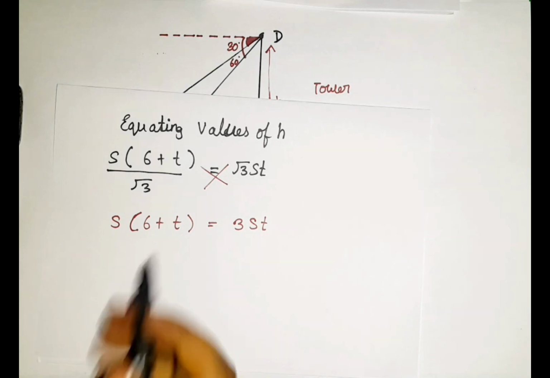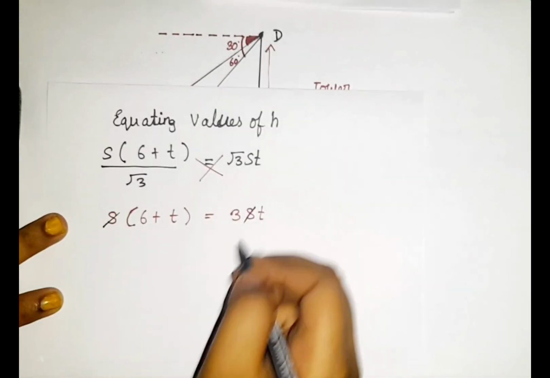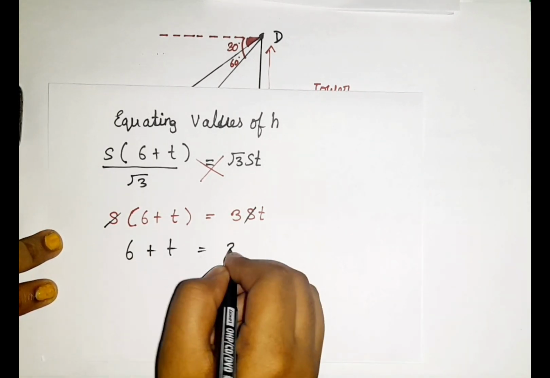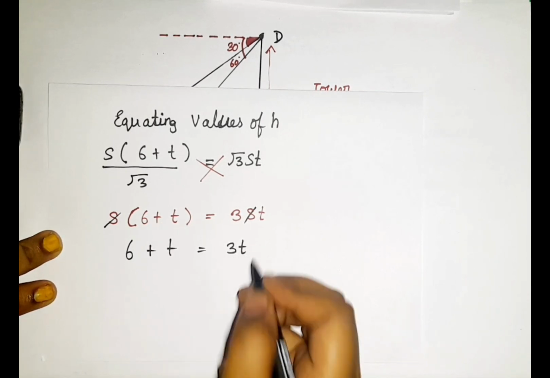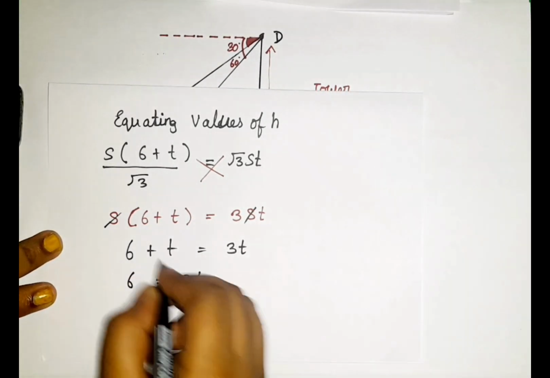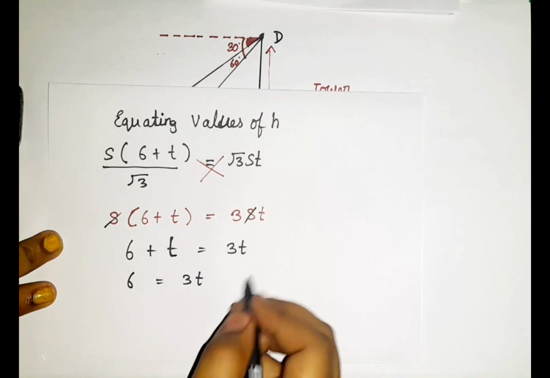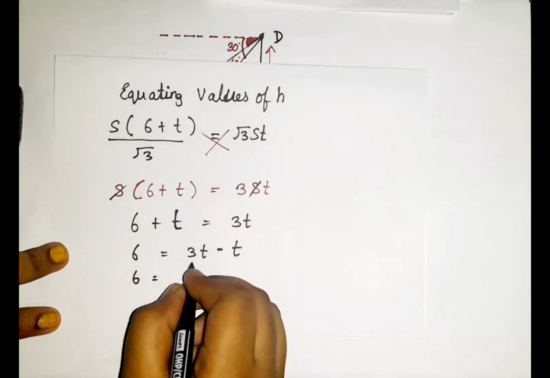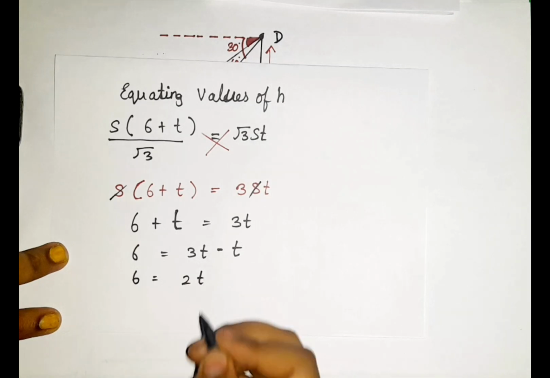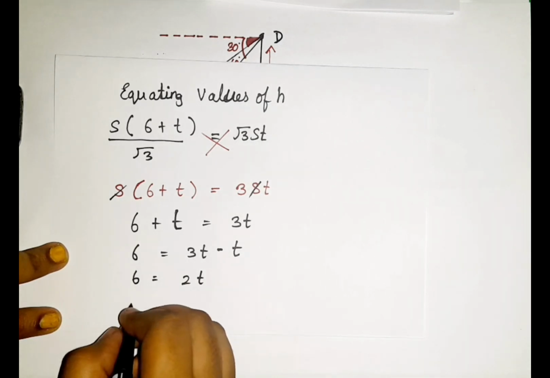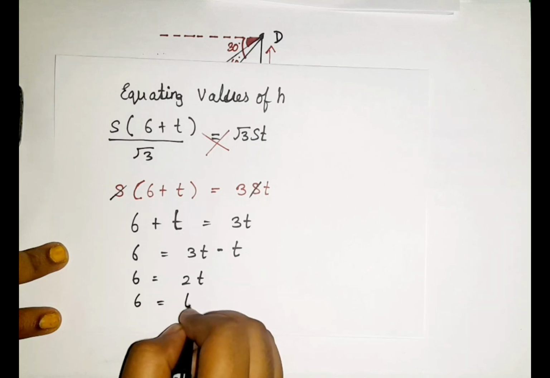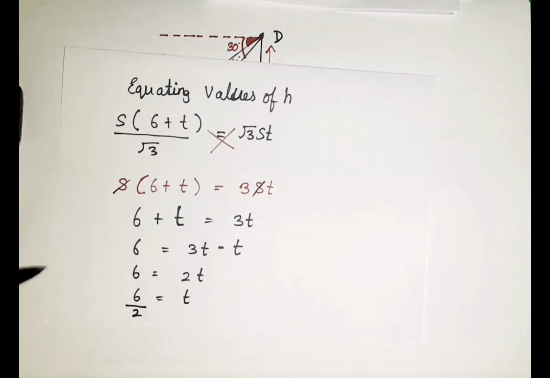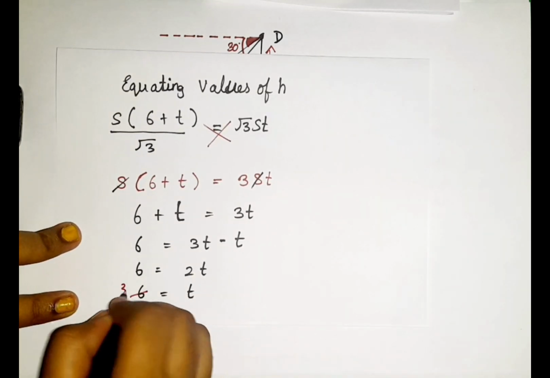Perfect. Now we can cancel the s values and write the rest: 6 plus t is equal to 3t. So now 6 is equal to 3t minus t, because when this t comes to this side, it changes into minus t. So 6 is equal to 2t. Here it is multiplication, so when it comes to this side, it changes into division. Now let us cancel: 2 ones are 2, 2 threes are 6.